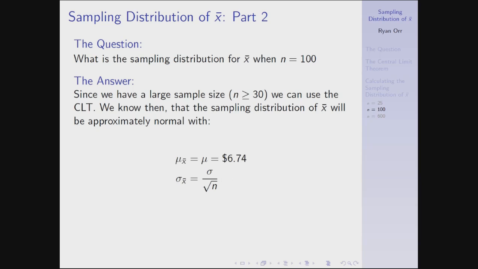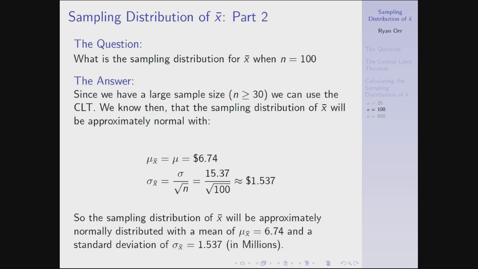To calculate the standard deviation, we just need to take the population standard deviation divided by the square root of the sample size. In that case, the population standard deviation was 15.37 million. We're going to divide it by the square root of the sample size, where the sample size was 100. If you take that calculation, 15.37 divided by root 100, you should get $1.537 million. So, to wrap it up, the sampling distribution of x bar, the sample mean, will be approximately normally distributed. It will have a mean of $6.74 million and a standard deviation of $1.537 million.